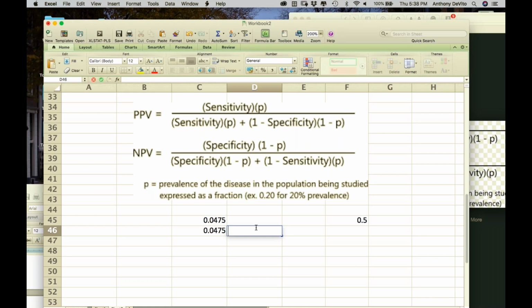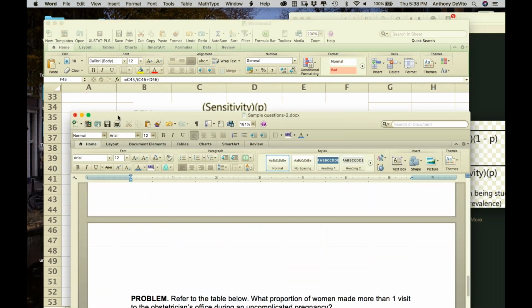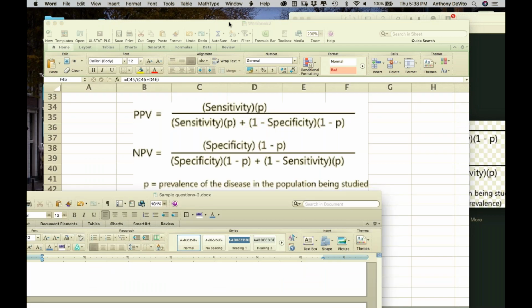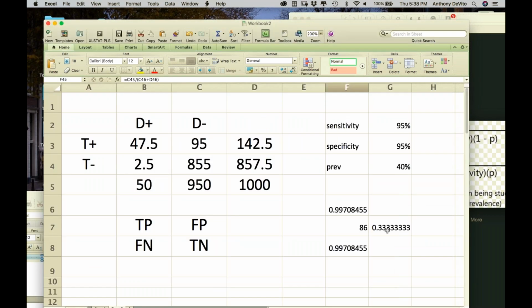Okay, so now this is equal to 1 minus the specificity, which is 0.05, right? 95%, 0.05, times 1 minus the prevalence, which was 5%, which is 0.95. You know something's wrong there. Sensitivity. Yeah, it's 50%. I thought we came up with a different number. Maybe I got this wrong.